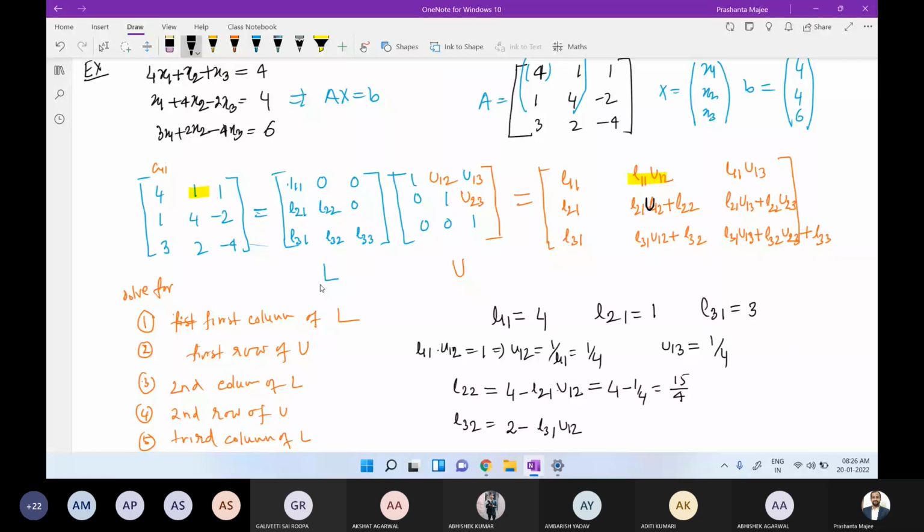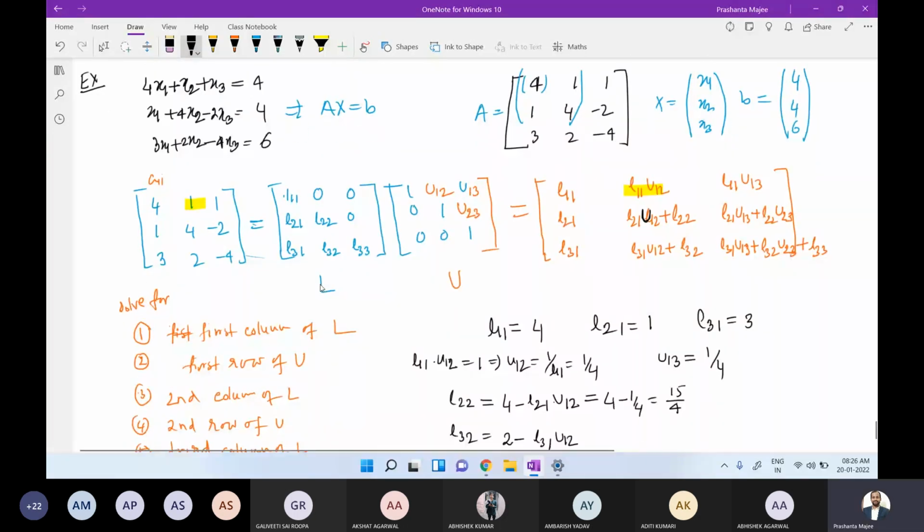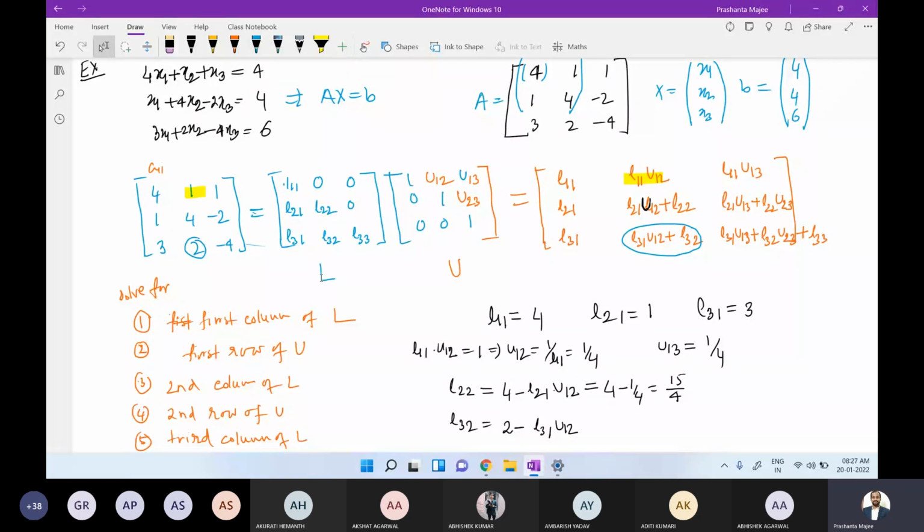Yes or no? To find L32, which terms do we have to solve? This circle term with this two. So what is L32? Tell me. Four by 3. You are still making a mistake. L32 is 2 minus L31 into U12. L31 is 3. What is U12? U12 is 1 by 4. So 2 minus 3 by 4. How much are you getting? 5 by 4. 4 into 2 is 8, 8 minus 3 is 5. 5 by 4.